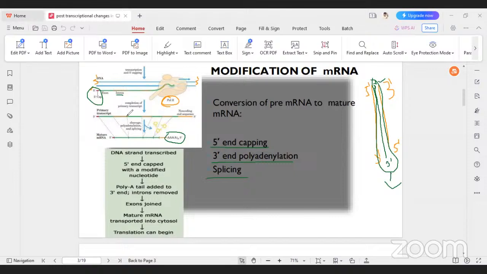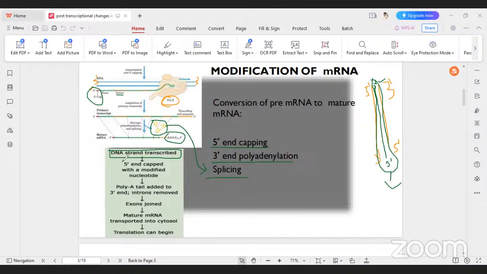So in the third step, what happens? These introns are removed like this. This removal of introns is called splicing. So in the first step, what happened? The DNA strand is transcribed. What is transcribed? mRNA.